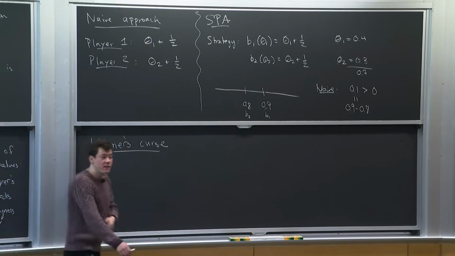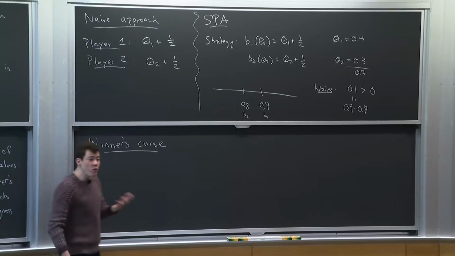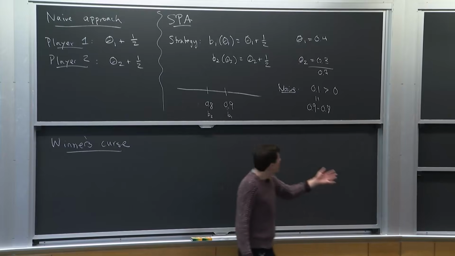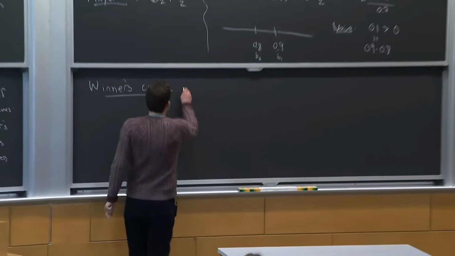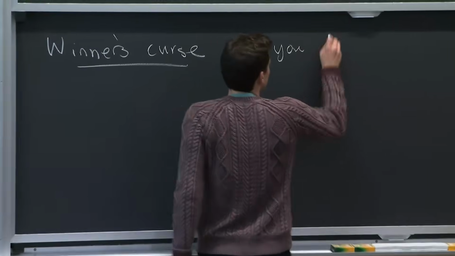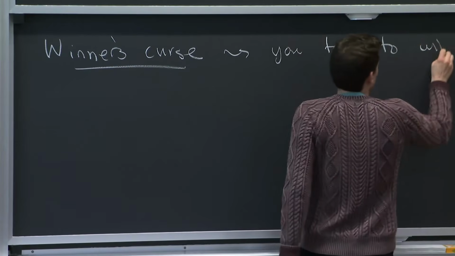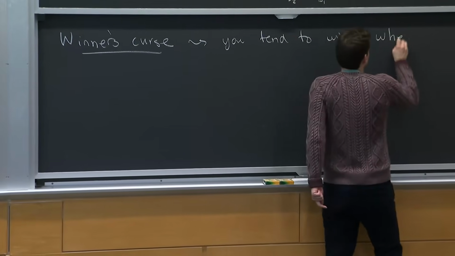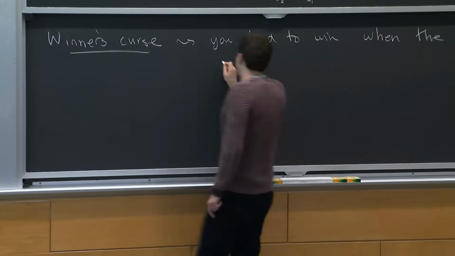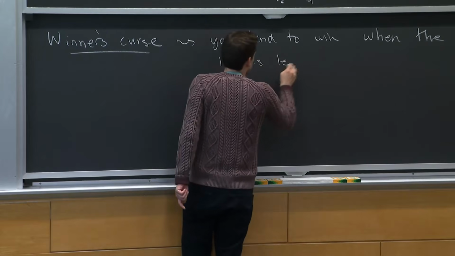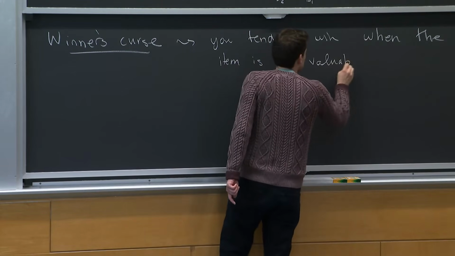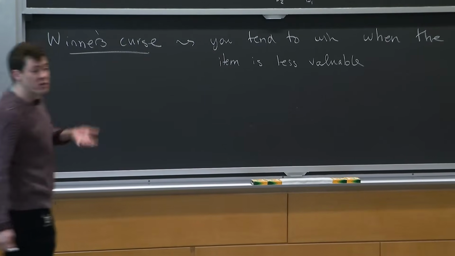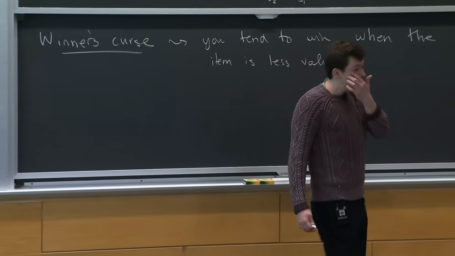Yeah, go ahead. Yeah, they'll win the auction when the other person bids a low amount, which is precisely when the other person's valuation is low, and the other person's wallet doesn't have very much. So the winner's curse is that you tend to win when the item is less valuable. And if you don't take this into account, people will tend to overbid, and the person who wins the auction will tend to come away a loser because they'll overpay for an item that's not worth very much.